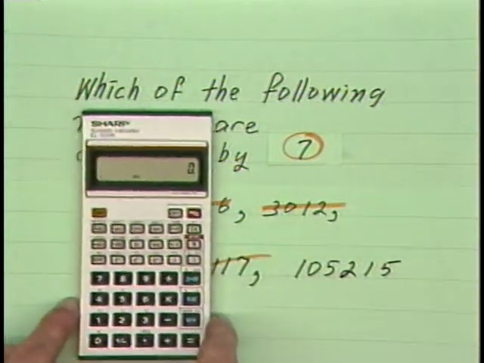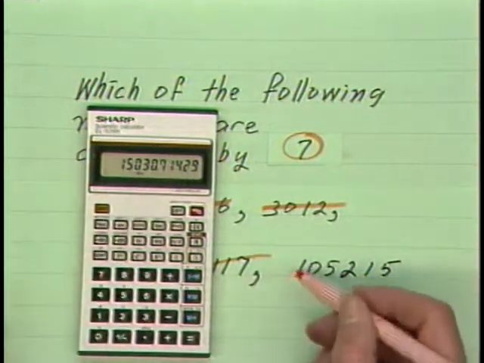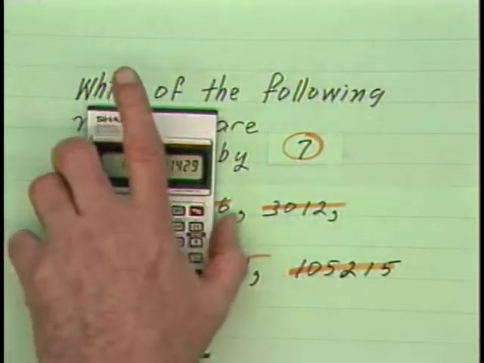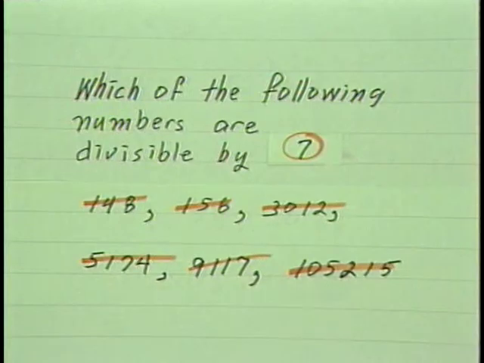Just one more to try. 105215 divide by 7 equals, decimals, that's out. So none of these were divisible by 7. So with a 7, just try it. It still takes a bit of effort, but that's as fast as any method at this point.